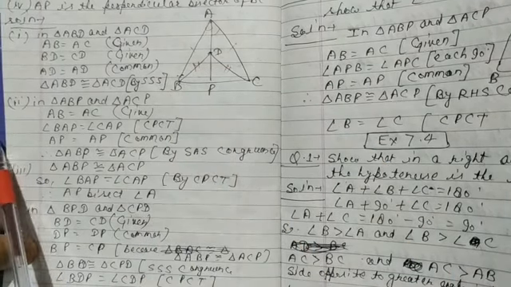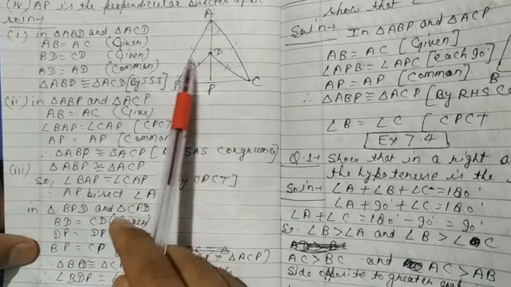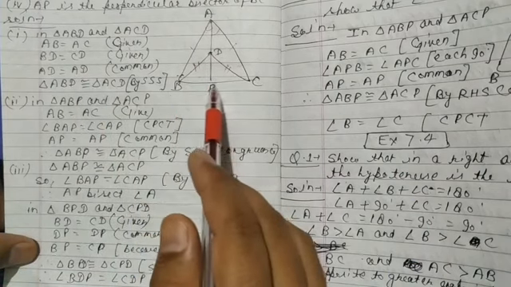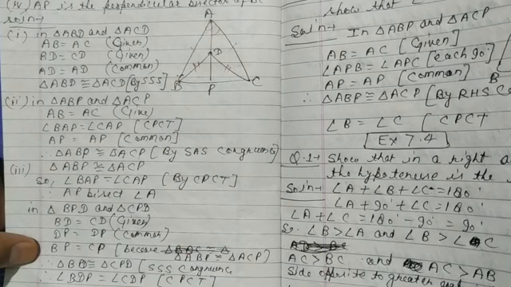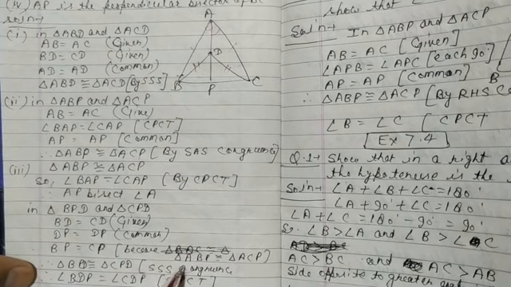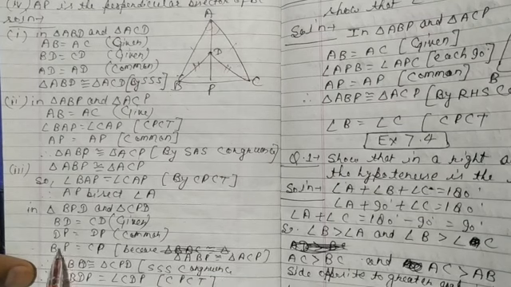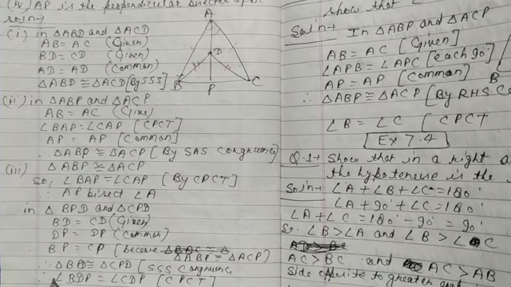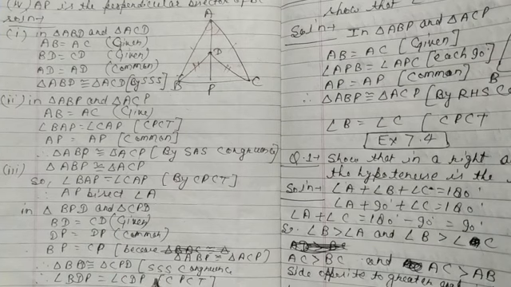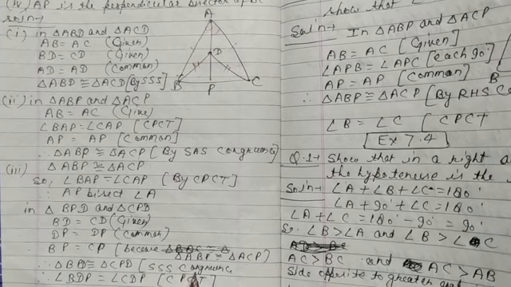In option number second we proved these two triangles are congruent. So these two sides are also equal. Because triangle APB is congruent to triangle ACP, so by CPCT BP equal to CP. So this is a side, this is a side, this is also a side. So we can say triangle BPD is congruent to triangle CPD by the side-side-side congruence rule.